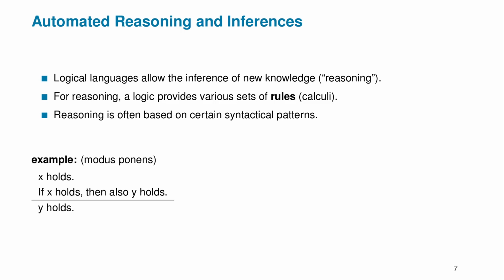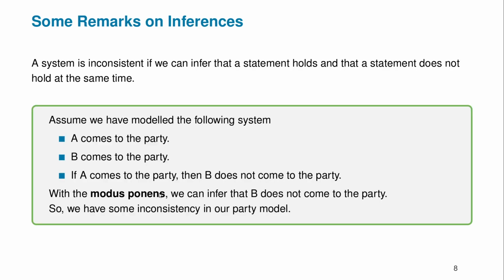And often this reasoning is based on certain syntactical patterns. Here I have an example of such a rule, which is called modus ponens. If I know that some statement X holds, and if I have a rule which says if X holds, then also Y has to hold, then I can infer that Y has to hold as well. And this can be used in order to make implicit knowledge of a knowledge base explicit.